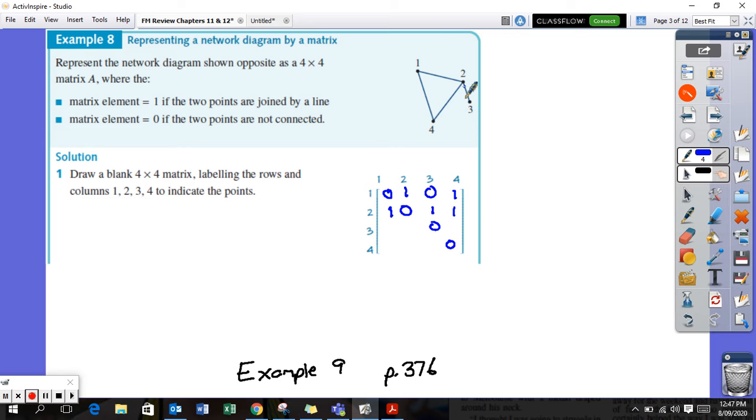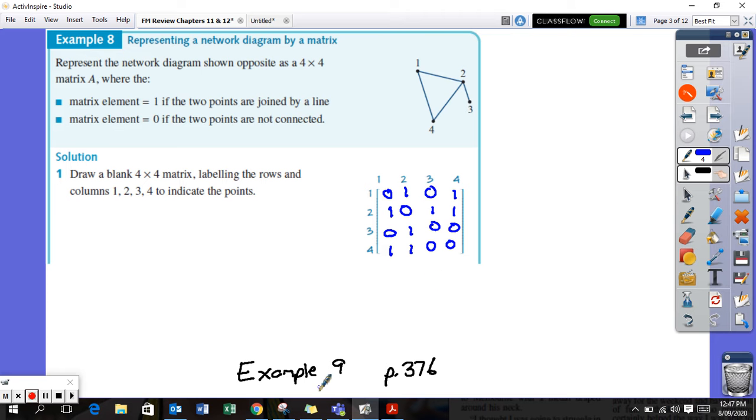From 3 we can only go to 2. So from 3 we can't go to 1, we can go to 2, we can't go to 4. And from 4 we can go to 1 or 2 but not to 3. We'll see we've ended up with a symmetric matrix here. So that's just using a network diagram to represent a matrix.